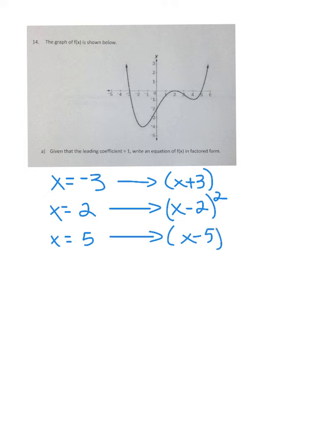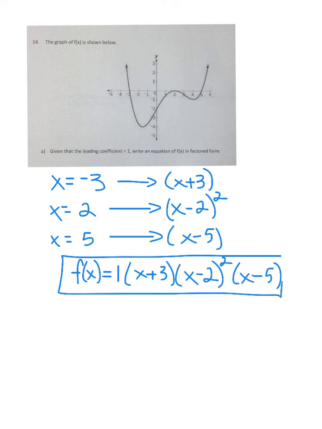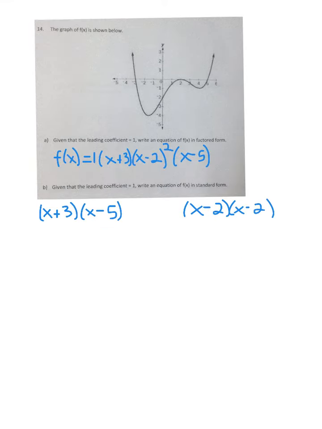Okay, so they tell us that the leading coefficient is 1, so I have f of x equals, now you can write the 1 or not, that's up to you, and then we just list all the factors, and they can be in any order, it doesn't really matter. The only thing that does matter, please, is make sure that that x minus 2, that quantity is squared. So you just want to be careful of that. So then here is your equation in factored form.